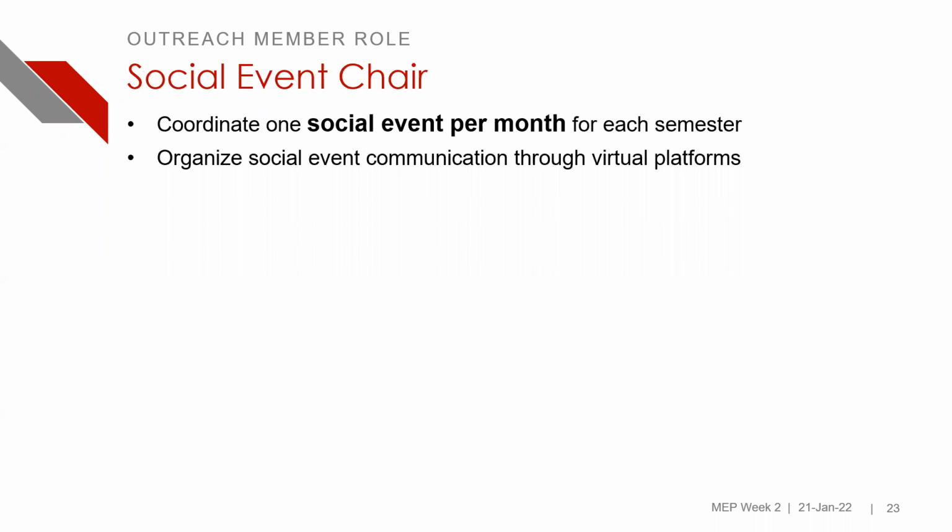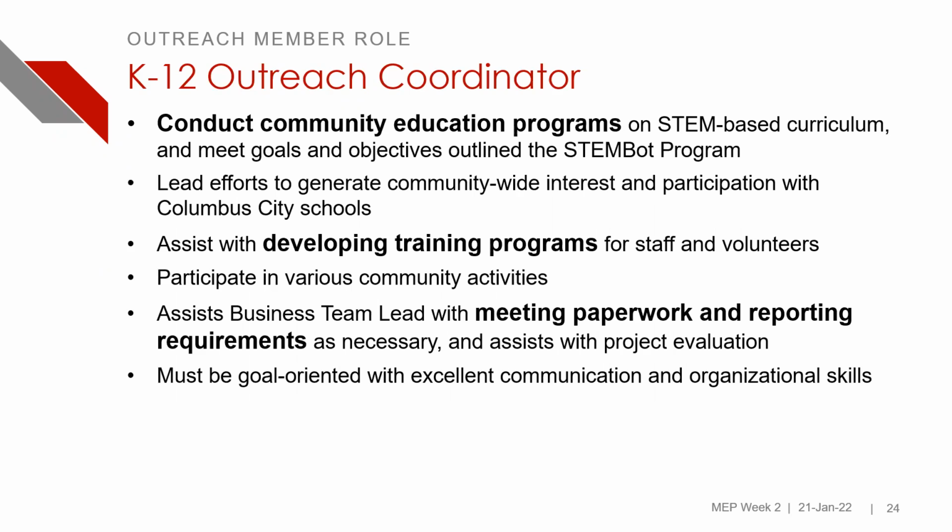The social event chair is super easy. They just have to plan one social event per month and make sure they can organize it via virtual platforms we can communicate on. The K-12 outreach coordinator conducts community education programs, develops the training programs for staff and volunteers, and makes sure all the paperwork and reporting requirements are done. One thing I want to note here is you will also be participating in the program. So you're not just planning and coordinating it, you'll also be there.